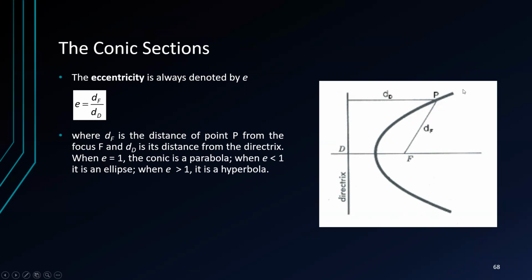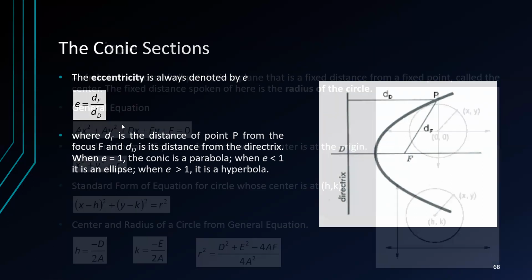This is in the figure, for example a parabola. This is the directrix. This is the focus. Then the point, so its ratio is the eccentricity. So d_f is the distance of a point P from the focus F, and d_d is the distance from the directrix. When e is equal to 1, the conic is a parabola. When e is less than 1, it is an ellipse. When e is greater than 1, it is a hyperbola. And 0, that is a circle.